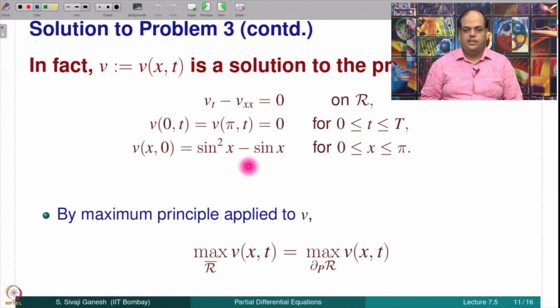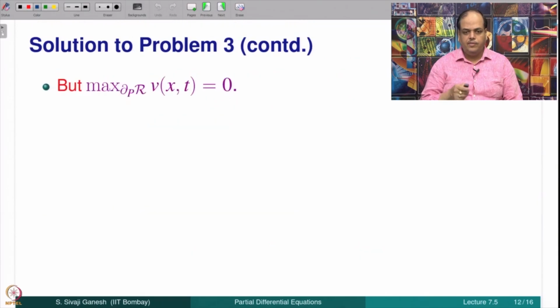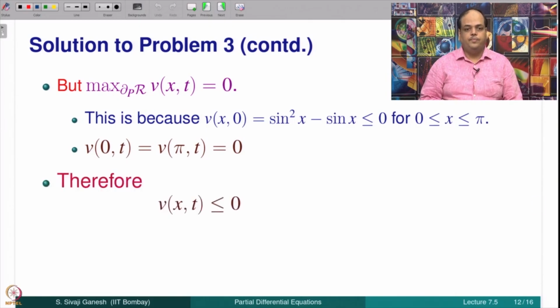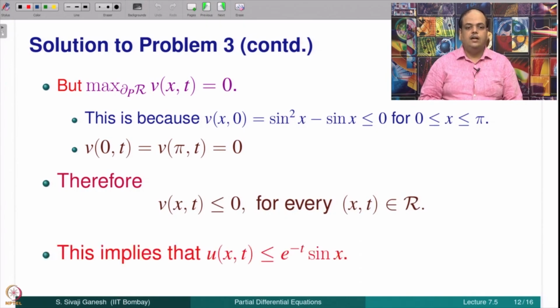Sin square x minus sin x is always less than or equal to 0 on this interval. Why? Because sin x lies between 0 and 1. So the maximum of V on this is 0. This is because V of x, 0 is sin square x minus sin x, which is always less than or equal to 0, and V of 0, t and V of pi, t are both 0. Therefore, V of x, t is less than or equal to 0 for every x, t in R. That implies U of x, t is less than or equal to e power minus t sin x. This is what we wanted to show.